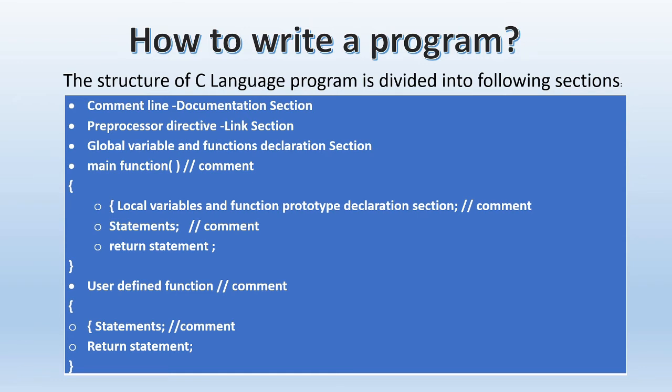Global variables are those variables or functions which are not defined within any function, and they can be accessed by all other functions in the main program. So after having global variable and function declarations, you have your main function, and within the main function you declare certain variables, constants, functions, and all these are local to the main function.